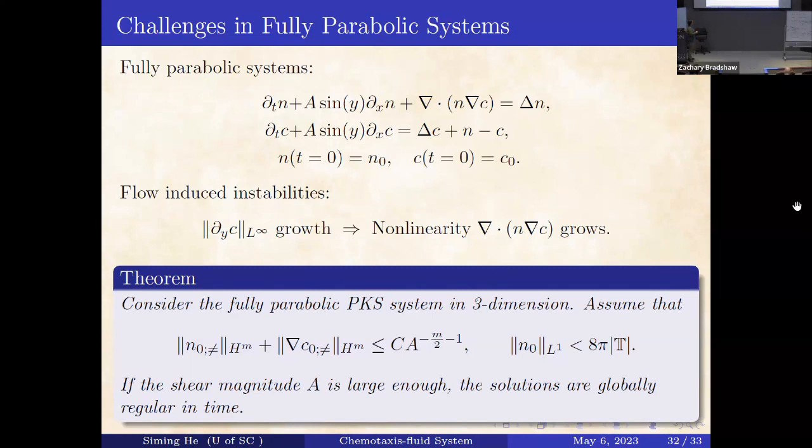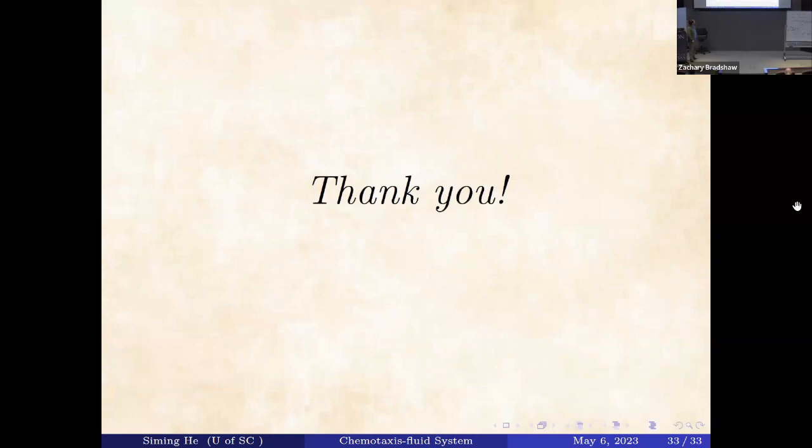So you can do it for shear flow, and you have to put some assumption on the initial data for the remainder. And now we are trying to improve on this threshold and try to get rid of this A dependence here. Okay, so that's all for today. Thank you.